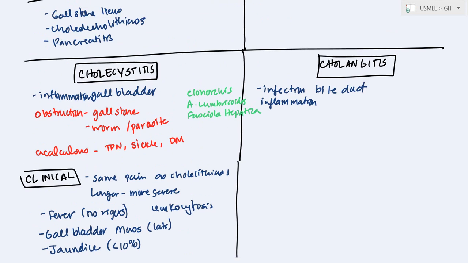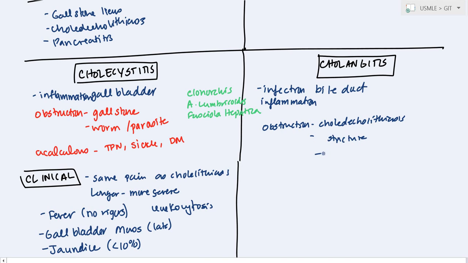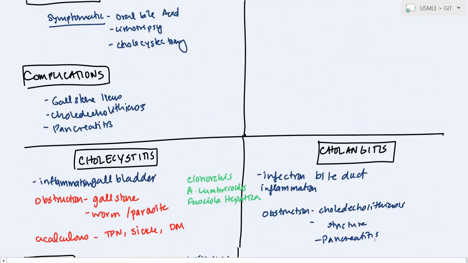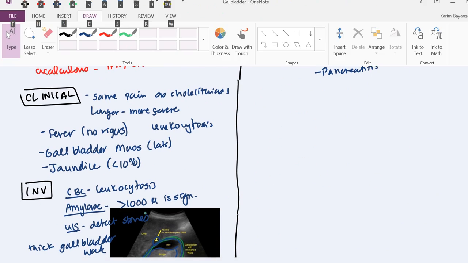Okay, and finally, we can move on to cholangitis. So cholangitis, as we discussed earlier, is an infection or inflammation of the bile duct. Now, again, what can cause it? Obstruction, just like with cholecystitis. Now, this obstruction can come from a stone, so choledocholithiasis, or it can be some type of stricture, or it can be due to pancreatitis. All of these can cause cholangitis.